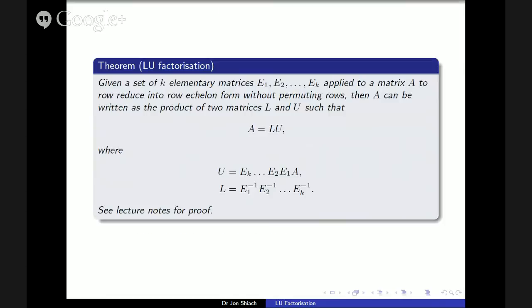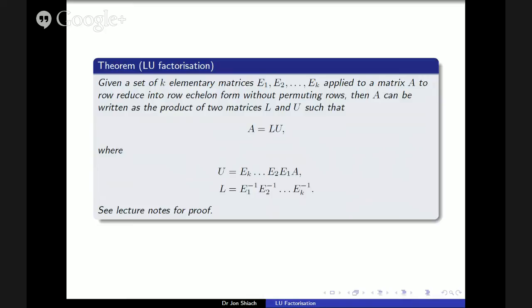Okay, so what's the process? I've given you the theorem here without proof. I think I've given you a proof of it in the notes, but you should take time just to read the proof afterwards. Let's say we have a coefficient matrix, and we've applied k elementary matrices. So we've done k row operations, and we got it to row echelon form. We don't have to go to reduced row echelon form. We just need it so that our coefficient matrix is an upper triangular matrix.